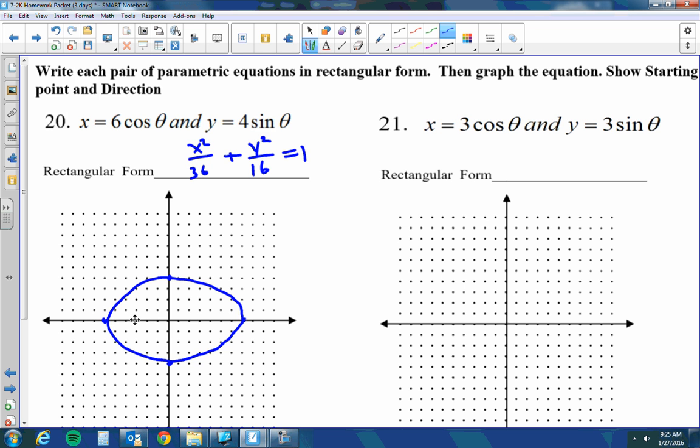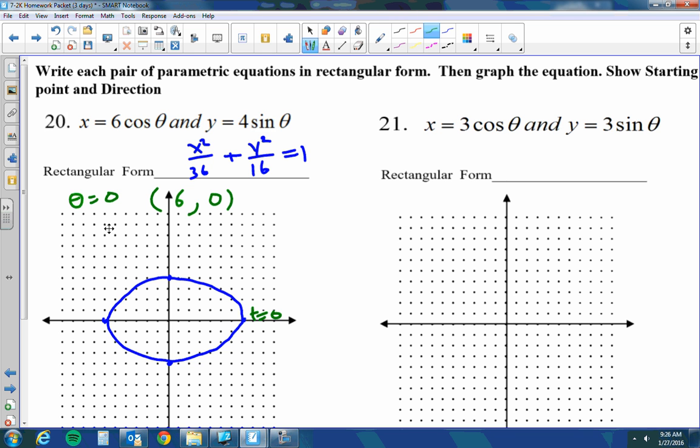1, 2, 3, 4, 5, 6. Okay, the point's right, it's just a little off. But all you need to do for starting point is plug in 0. And actually, they use theta here instead of t, so I guess I'll use that. Usually we use t. And if you plug in 0, cosine of 0 is 1, times 6 is 6. Sine of 0 is 0, times 4 is 0. So (6, 0) is your starting point.